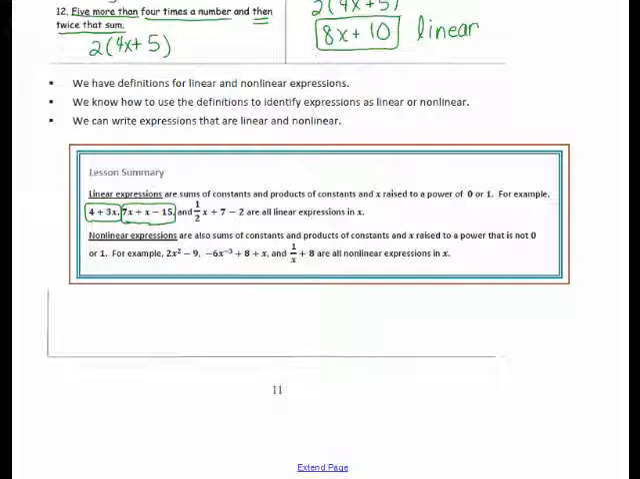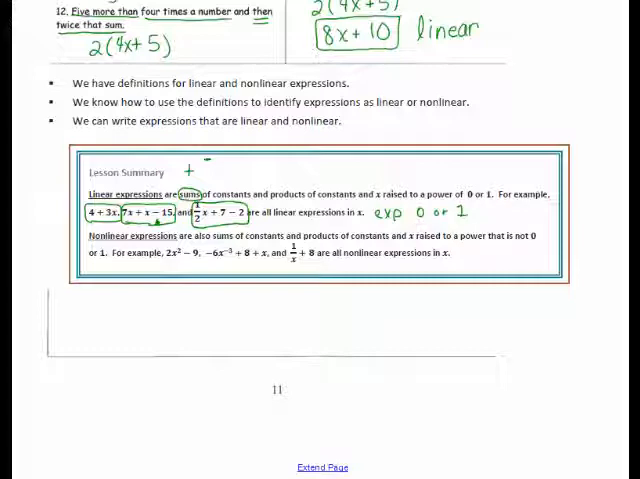And you might be thinking, wait, that is a difference, not a sum. But remember that subtraction can be written as adding the opposite. So it can have a subtraction sign. And another example is 1/2 x plus 7 minus 2. These are all linear expressions in x because they have an exponent of 0 or 1.